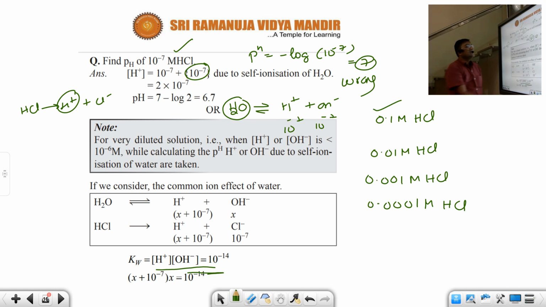What is not taken into consideration? The ionization due to water. These H plus ions are not considered in the normal case because of the common ion effect of H plus from HCl. But why are you considering it here? Because it is a very, very dilute solution. So that's the reason why this should be considered. Then this will be 2 into 10 power minus 7. You will be getting 6.7 as the answer. Very, very important for the competitive examination.